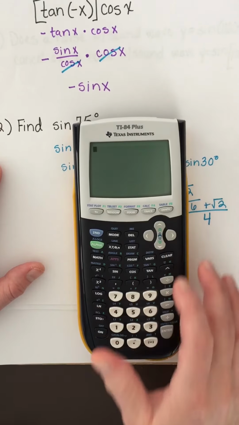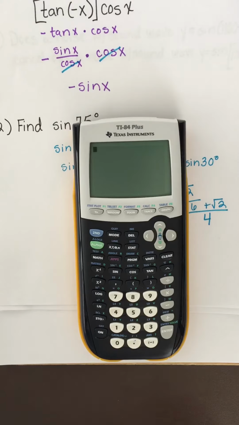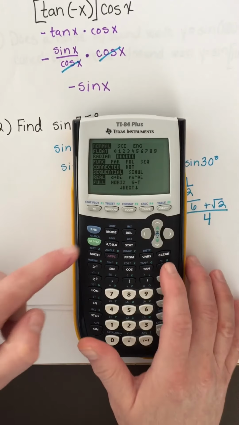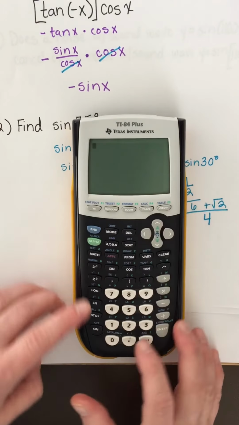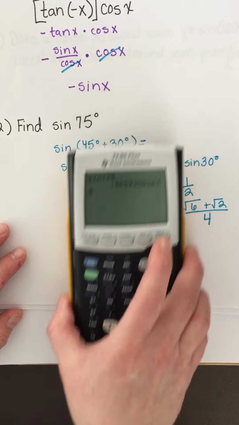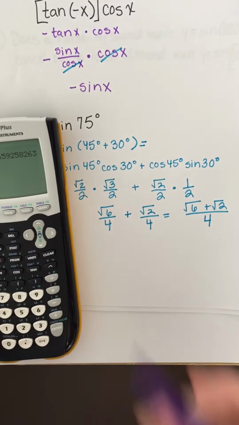And I know you don't have these at your house. Some of you have, some of you don't. You can always use Desmos or the Wabbit. So make sure your mode is in degrees, and it is. All right, the sine of 75 degrees, and I get, let me see if I write this down.